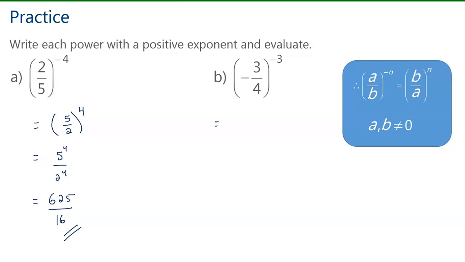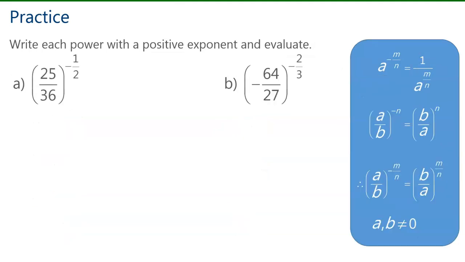Let's look at b. Using the rule on the right, this is just -4 over 3, the reciprocal of -3/4, to the +3. This would give us -4 cubed all over 3 cubed. -4 cubed is -64, and 3 cubed is 27. And our final answer is -64 over 27.